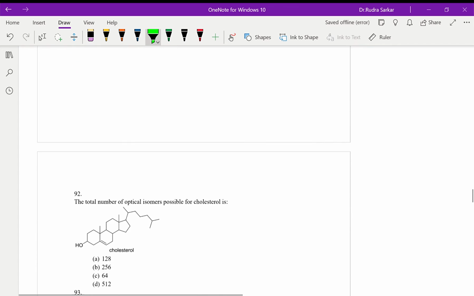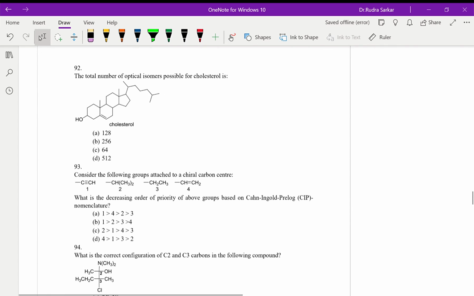Next, total number of optical isomers possible in cholesterol. For these type of problems, better to identify where the achiral center is there. Okay, so see here we have CH2, CH2, CH2, CH2, CH2, CH2, CH2, CH2, CH2, CH3, CH2, CH2, CH3, CH3. So this is also not chiral.